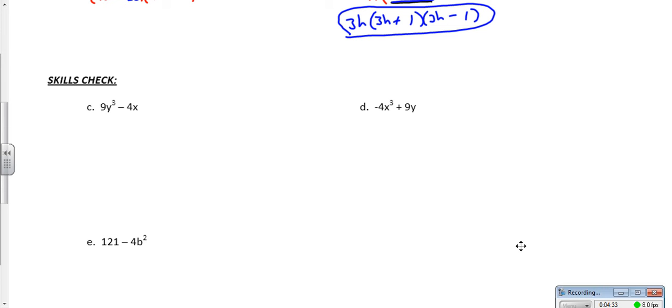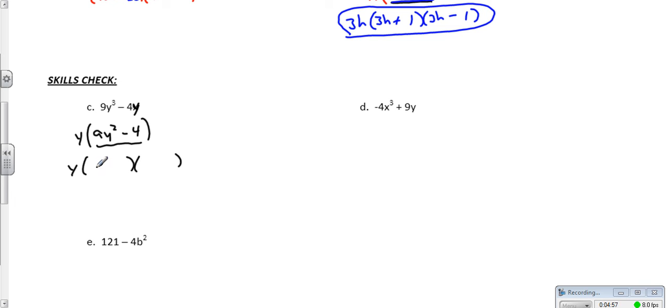Alright, double check that. I think we have a typo, so I'm going to fix this. I'm going to make these both y's, because we wouldn't be able to do anything in that case if they're different variables. So I'm going to take a y out. If I take a y out, I get 9y squared minus 4. Again, notice that we have something that is a difference of two squares.